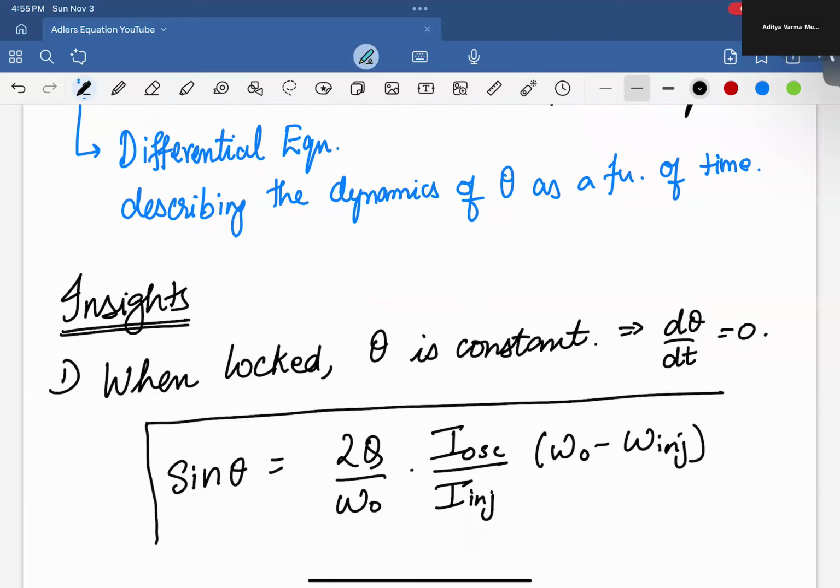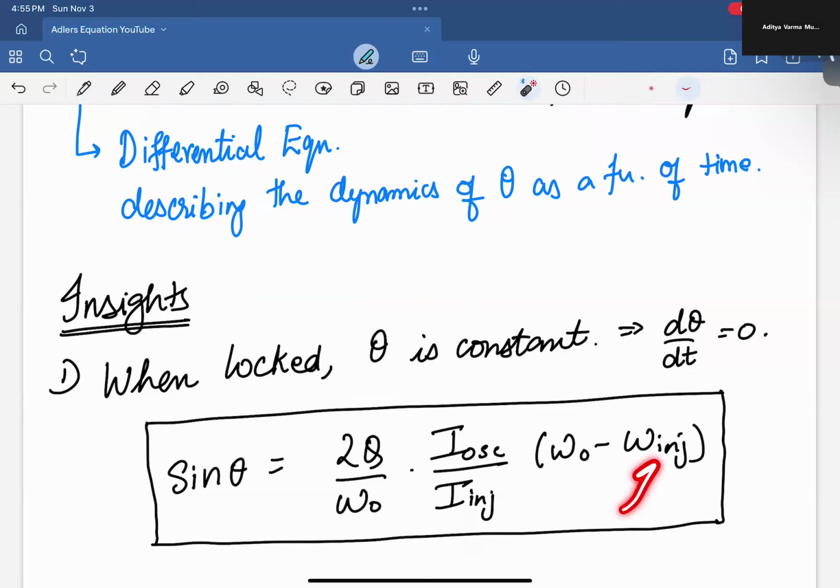And this exactly tells you if you inject at a specific frequency, omega injection, what would be the final resulting phase shift between the oscillator after it's locked and the injected signal, right?